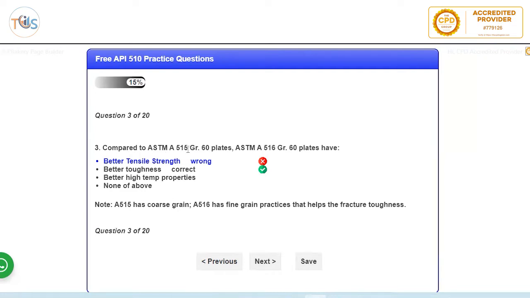Compared to ASTM A515 grade 60, the A516 grade 60 plates have better tensile strength. The A stands for ferrous metal. The 60 means 60,000 psi strength. Here you see everything is the same except this is 515 and this is 516. That 16 is about a finer grain structure, so it's got better fracture toughness. Remember, if it's a coarse grain, the fracture toughness is less. With a finer grain, you get more ductility and more fracture toughness.